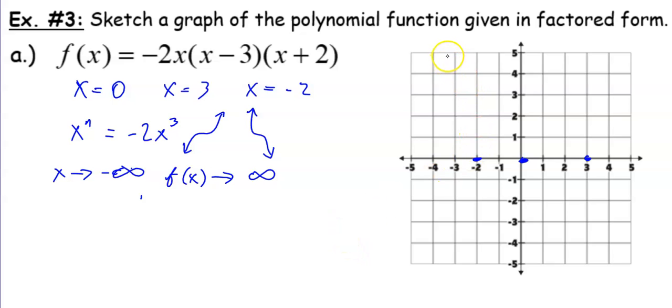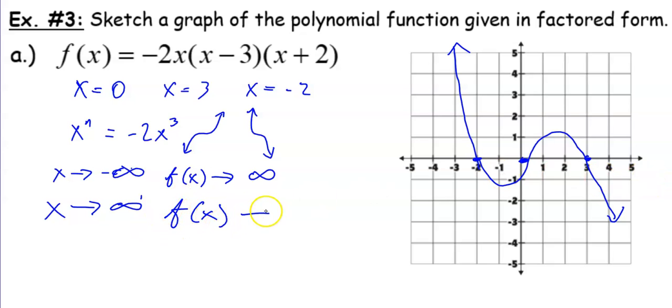So that means from the left, we're going to start at the top left. We're going to come through, we're going to cross through -2 cleanly because there's no multiplicity. We're going to turn around, go through the 0, turn around, and our graph looks like that. You can see my end behaviors: as x gets really small, y gets really big, and as x gets very positive, f of x gets very negative.